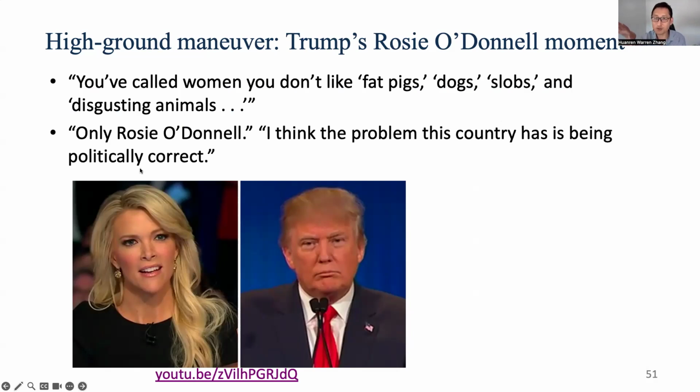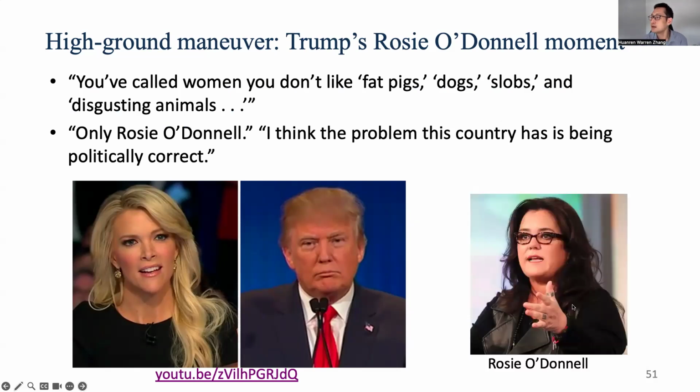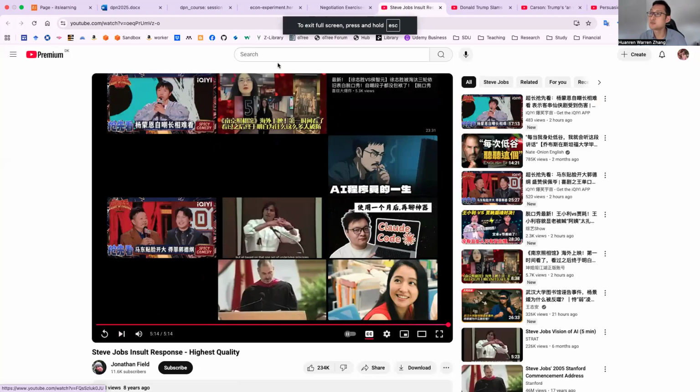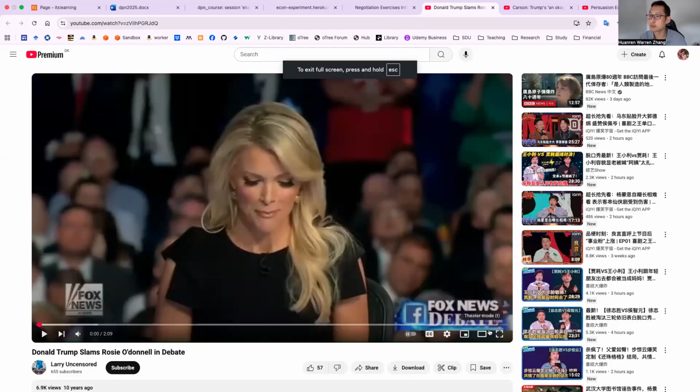So the first response from Trump is that he said only Rosie O'Donnell's, right? To some of you who don't know the background, Rosie O'Donnell is someone that the Republicans, or say the Trump supporters, really are not fond of. They hate Rosie O'Donnell, because O'Donnell is very liberal and very against the views of many Republicans. So let's go through this video to see how Donald Trump has used this high ground maneuver to turn this criticism into an opportunity of persuasion. It's just a 2-minute long video.